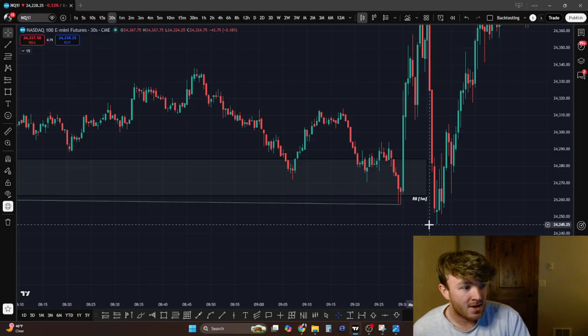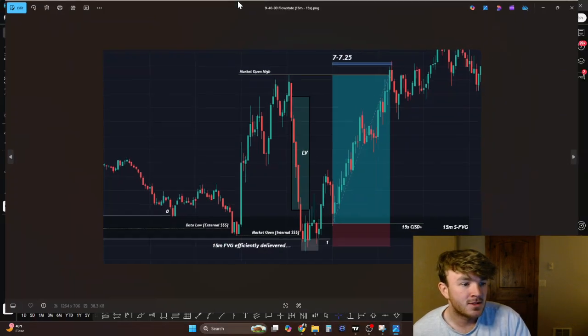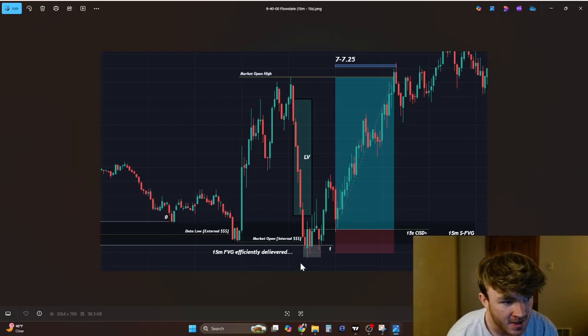Then we come back down. Remember, we hadn't really filled that 15-minute gap. Then finally, we get the internal sweep that we were looking for. So let me mark this out here. Well, that's the wrong one. Right? So finally, we sweep out the data low, sweep out the market open low. Once again, that 15-minute gap efficiently delivered.